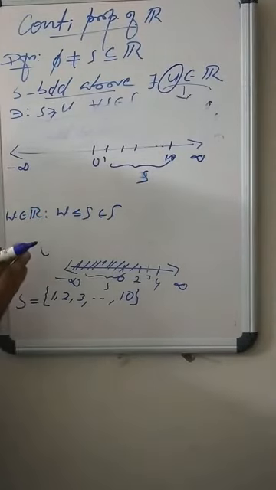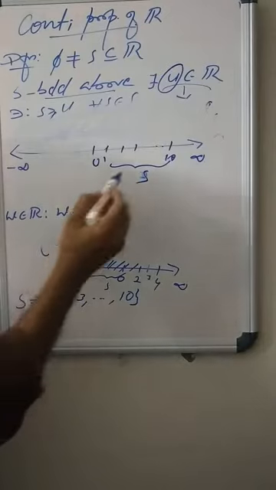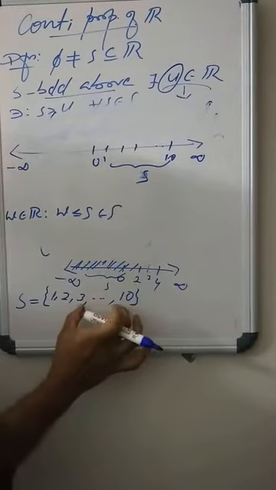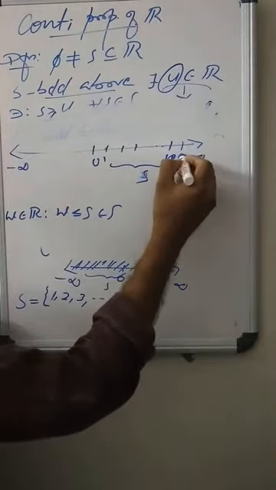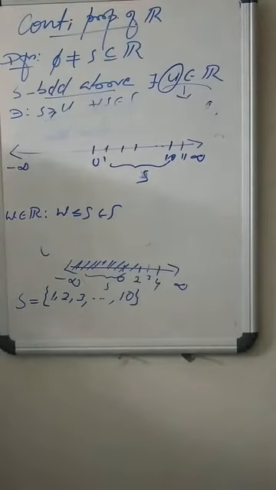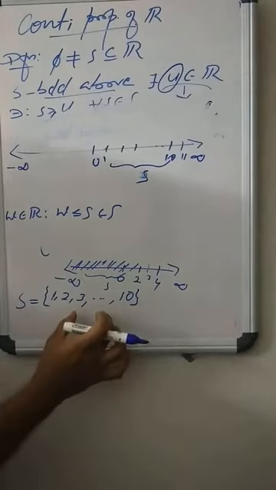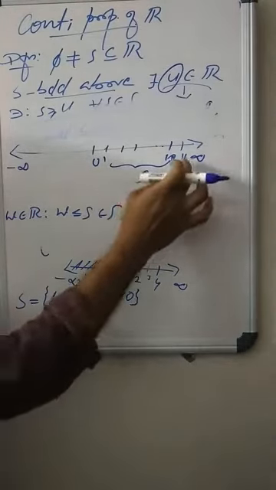So s is greater than or equal to u, for any s present in S. What is S? S is the set of all elements from 1 to 10, the set of natural numbers from 1 to 10. So suppose there exists 11. Consider 11. 11 is greater than any number present in S. So 11 is an upper bound.